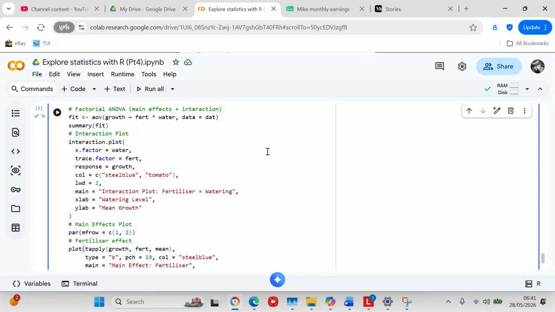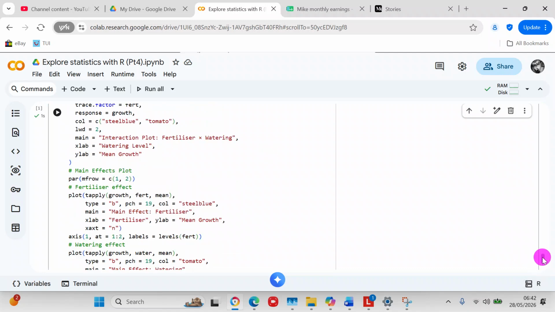So fit becomes aov, brackets growth, which is your dependent variable being Y, tilde, fert and water. Fert and water are your independent variables being X, and data equals dat. So we're going to summarize the fit. So we're going to come down here.